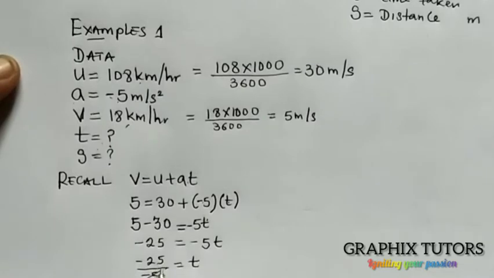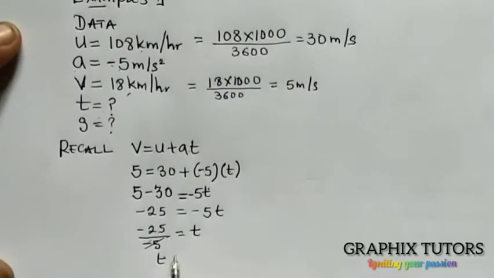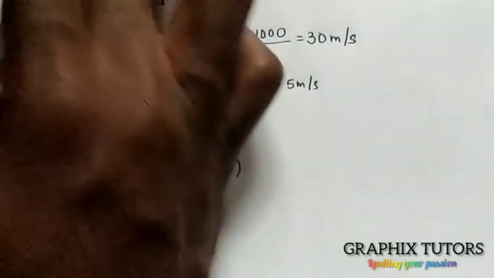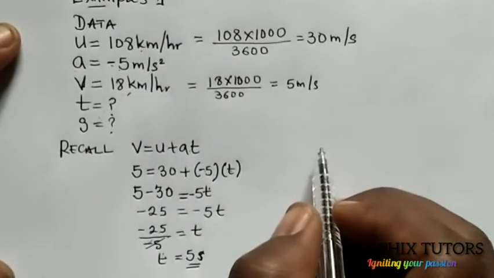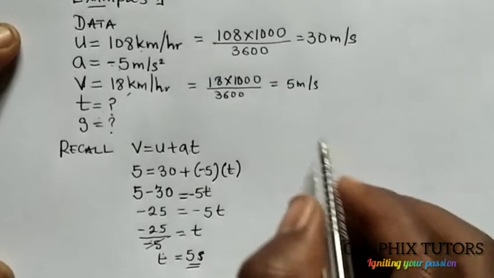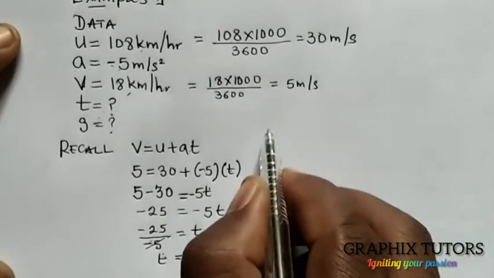Minus 5, minus will cancel minus, 5 and 25 will give you 5. So my T will be equal to what? 5 seconds. Now the next thing is to look for X. You can easily look for X by using the other equation of motion. So this is for the time. The next one is for X. So calculating, just divide this into 2.